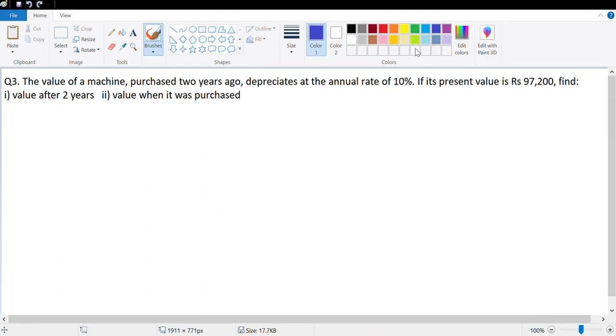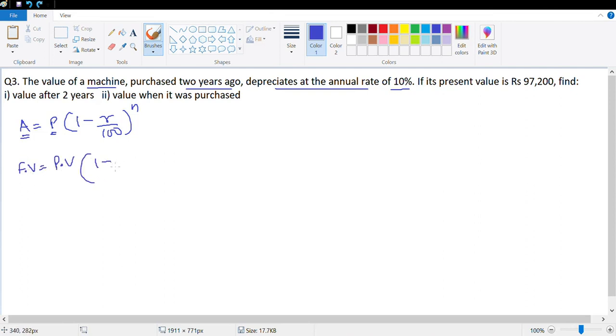The next one we're doing is question number 3. It says the value of a machine purchased 2 years ago depreciates at the annual rate of 10%. So if you remember, depreciation is when your value keeps on going down. You can again look at the same formula. Amount is equal to principal (1 minus R upon 100) raised to the power n. But here we don't call it amount, we don't call it principal, we call it future value is equal to present value (1 minus R upon 100) raised to the power n. So future value will be equal to present value multiplied with (1 minus R upon 100) raised to the power n.